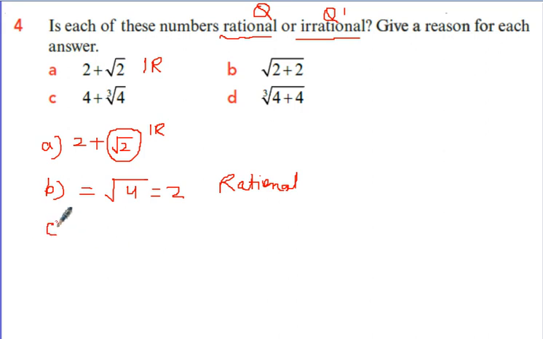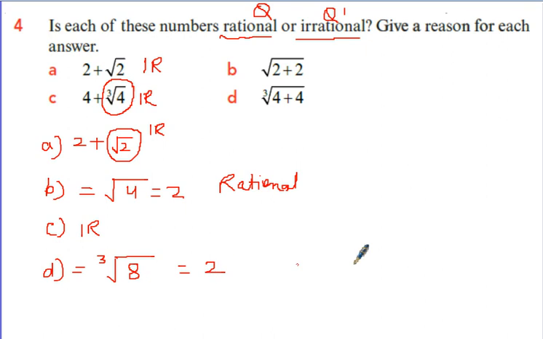C is again irrational because cube root of 4 is a surd. It is a surd or irrational. So the sum of rational and irrational is irrational. The last one is again interesting. Cube root of 4 and 4 is 8, which will give you 2, because 2 cube inside cube root will give you 2.